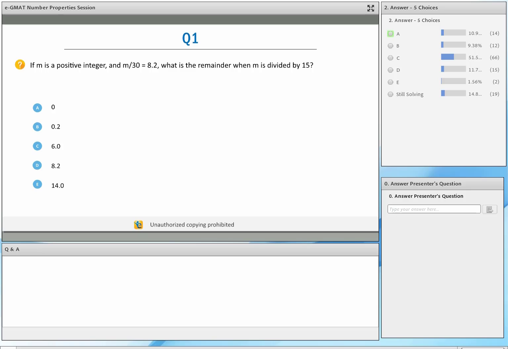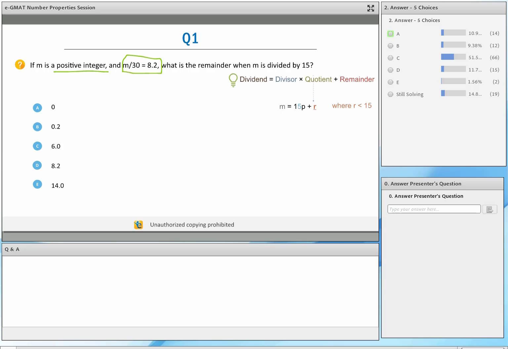Okay. All right then. Now this is where we're going to apply the same process, but you're going to see how the application of that process becomes a little bit more involved. Now, in the previous questions, you were given information that you simply translated into the divisibility equation, right? Now here, you're not given another divisibility equation. What you're given is m divided by 30 is equal to 8.2. But the principle remains the same, okay?